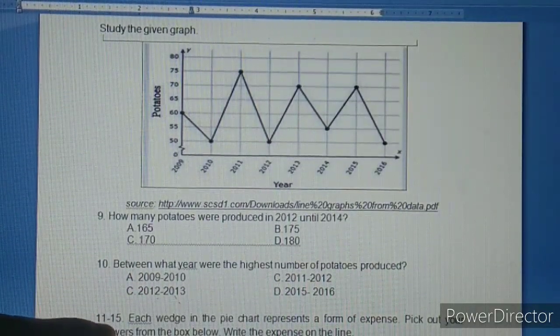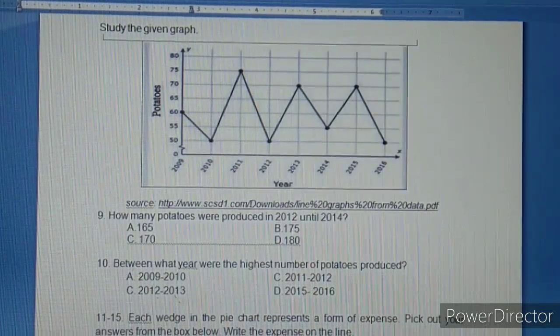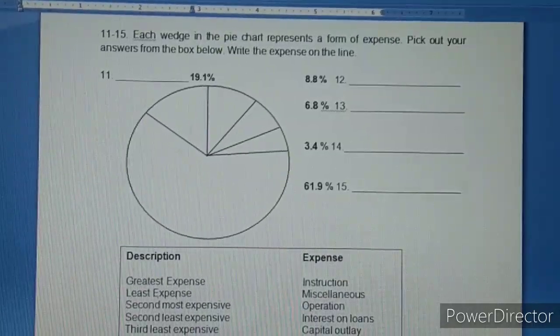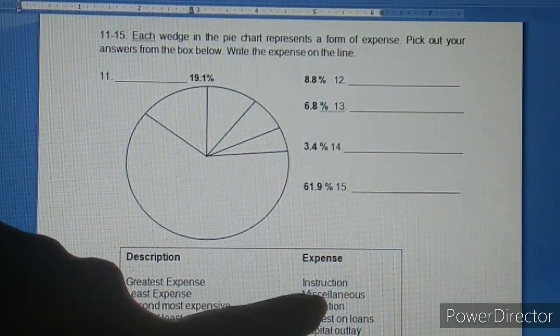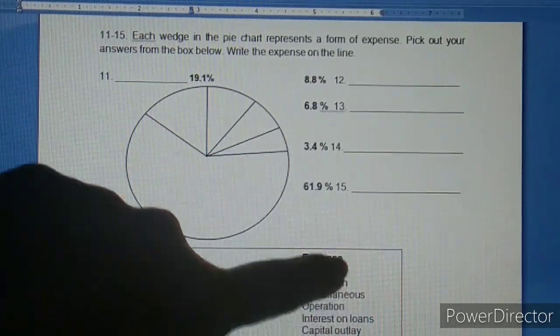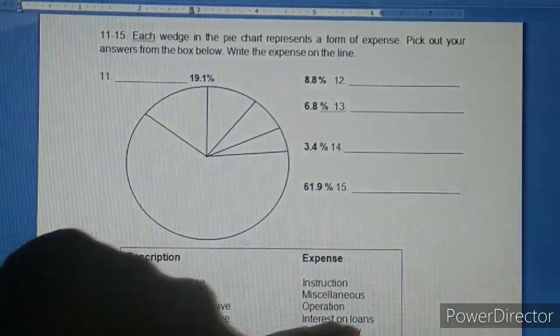For items 11 to 15, each wedge in the pie charts represents a form of expense. Pick out your answers from the box below, then write the expenses on the line. So you are going to choose your answers from here.